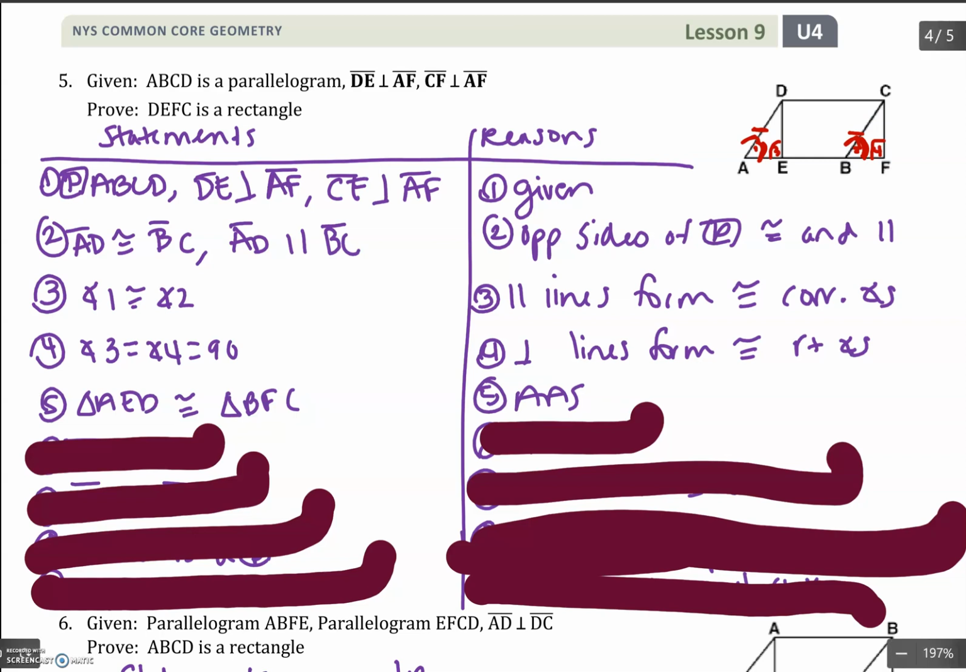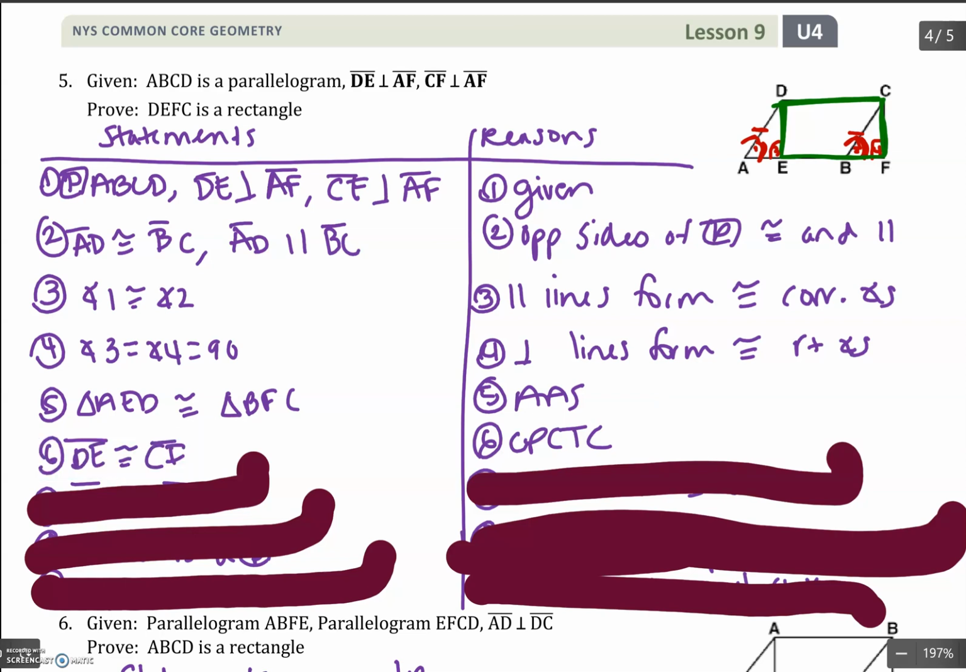Now remember my goal was to prove that this was a rectangle. In order to do that, I have to show it's a parallelogram first. So I'm going to use my CPCTC to help me do that. I'm going to use CPCTC from the triangles to talk about how DE is congruent to CF. I'm also going to look back at the fact that angle 3 and angle 4 were congruent.